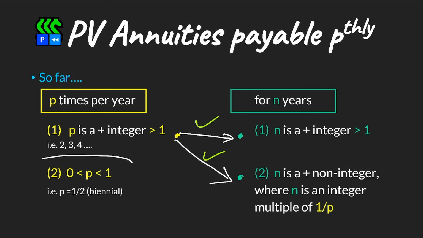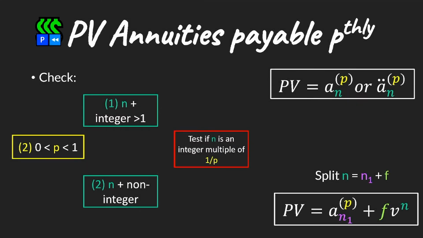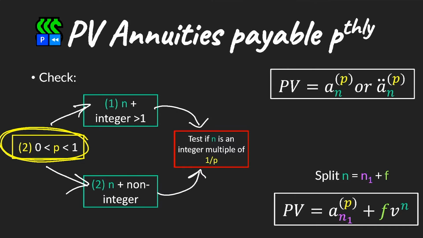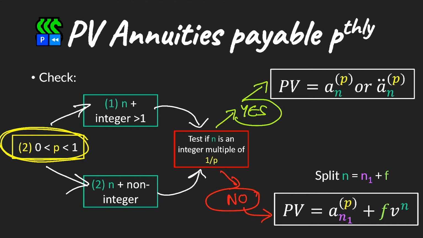Now let's look at the case where p is a value between 0 and 1, i.e. a fraction. When we have p between 0 and 1, we need to check if n is an integer multiple of 1 over p. So whatever n is, if it's an integer or a non-integer, we just need to make sure that it's an integer multiple of 1 over p. If it is, we can use our normal pthly annuity formulas. If it's not, we then need to split out our n between a component that is an integer multiple and a component that is not, and we would typically write out our present value like this. This example is looking at where we have cash flows that are paid in arrears.